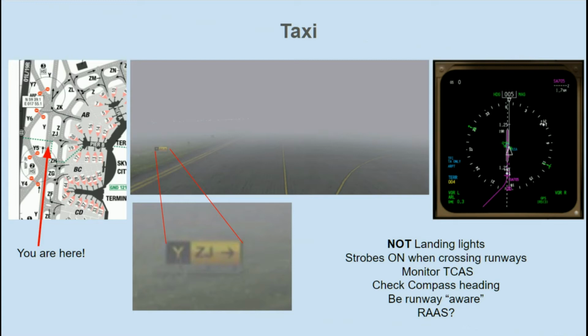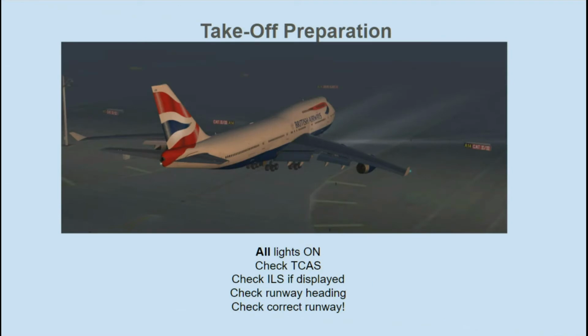Now strobes should generally be switched on when you're crossing runways and off when you leave them. Don't put your landing lights on because a lot of people assume that means you are about to take off. As you come towards the runway, all the lights on if you're cleared for takeoff, and as you taxi onto the runway, just make sure you are on the correct runway. Check the runway heading, the alignment, check the ILS comes central. Always a good idea to tune in the ILS manually in a case like this.